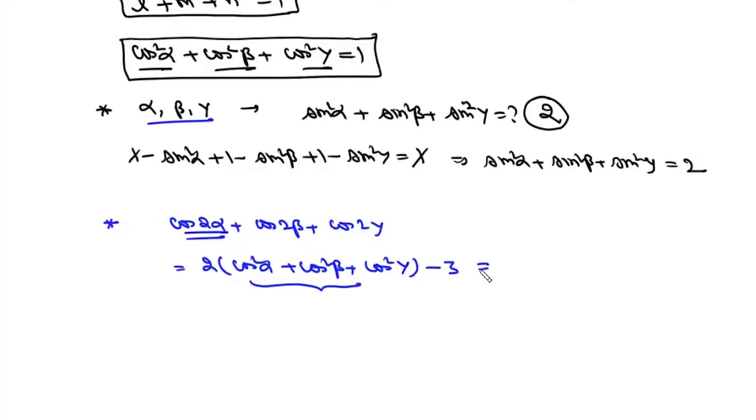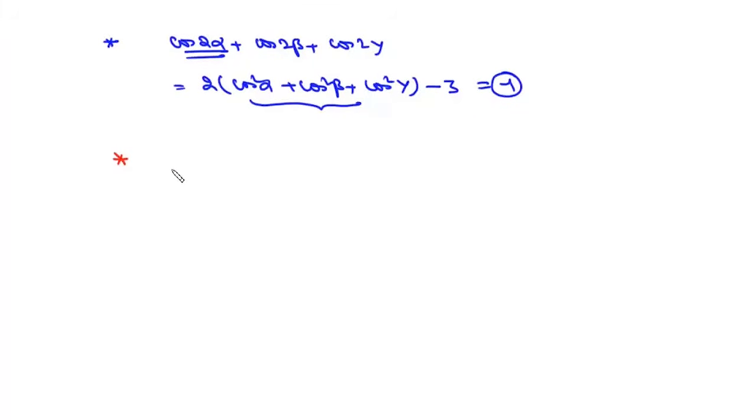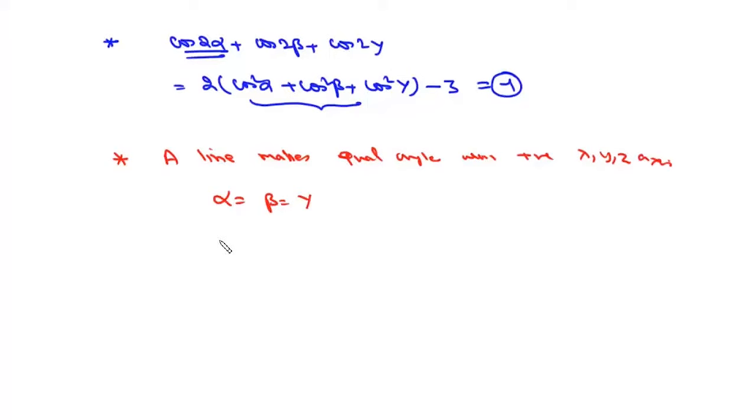Now this is nothing but 1. So this value will be equal to minus 1. Another question could be, a line makes equal angles with positive directions of x, y and z axis. Now that means alpha equals beta equals gamma. It means cos alpha equals cos beta equals cos gamma, or l equals m equals n.